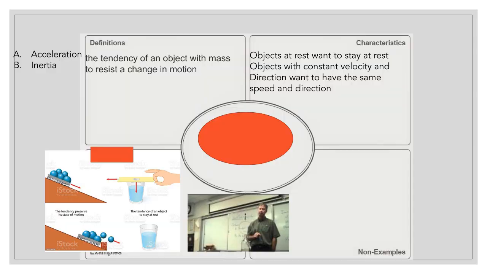All right, so we have two choices here. The tendency of an object with mass to resist the change in motion. So if we were to choose, this is inertia. It's a property that keeps objects either stopped or moving. So objects at rest want to stay at rest. Objects with constant velocity and direction want to have the same speed and direction.